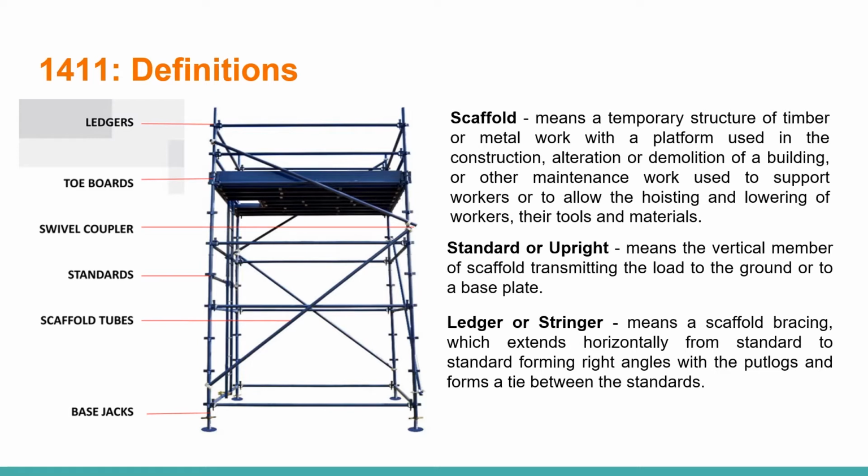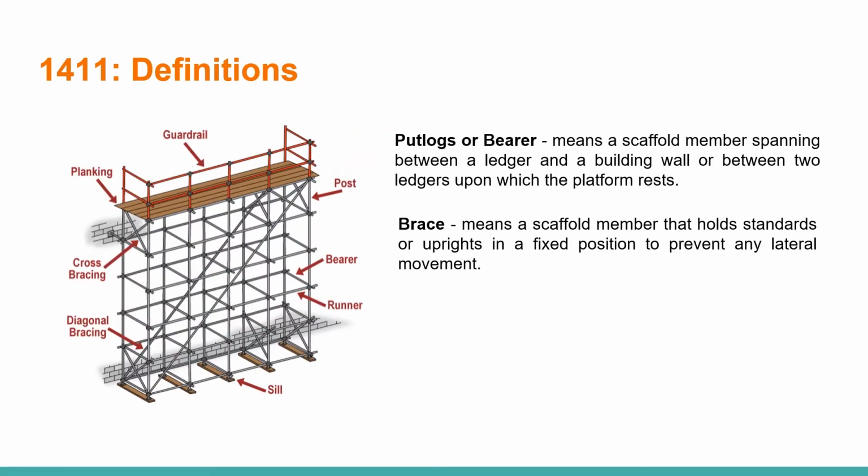First is a standard or upright, which means the vertical member of the scaffold transmitting the load to the ground or to a base plate. Next is ledger or stringer, which means a scaffold bracing which extends horizontally from standard to standard, forming right angles with the footlugs and forms a tie between the standards. Next is footlug or bearer, which means a scaffold member spanning between a ledger and a building wall or between two ledgers upon which the platform rests.